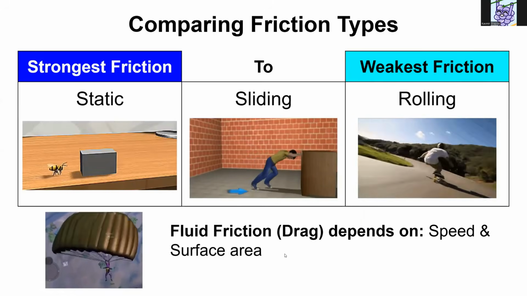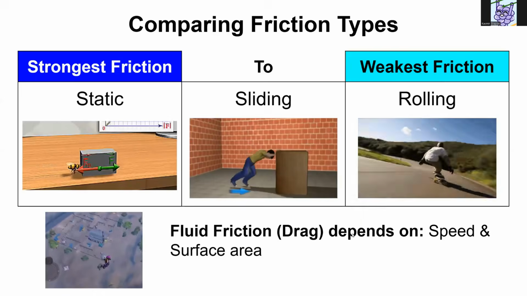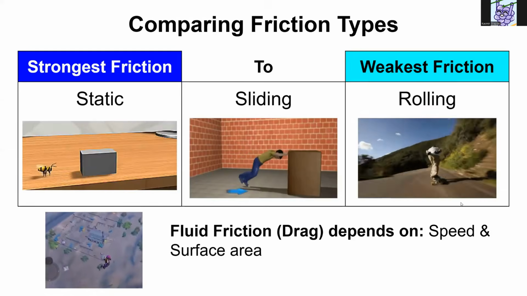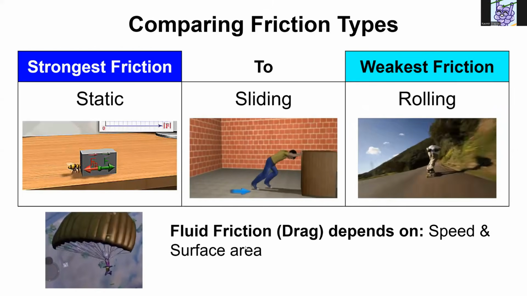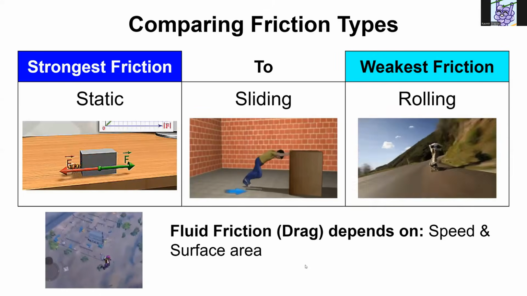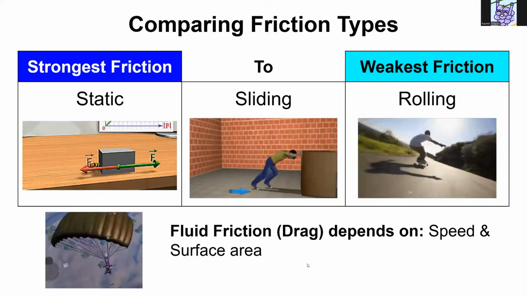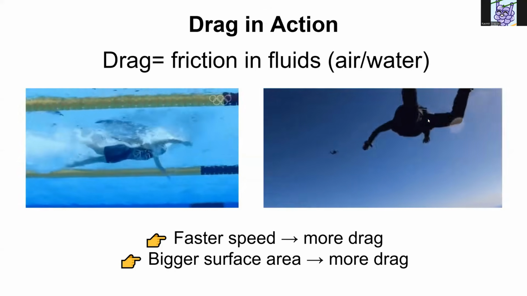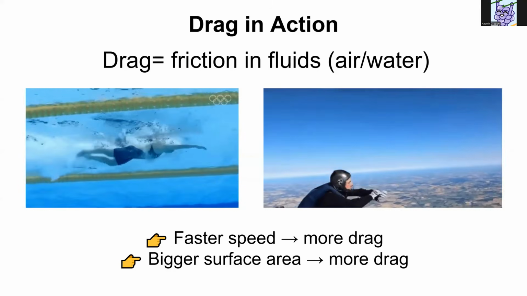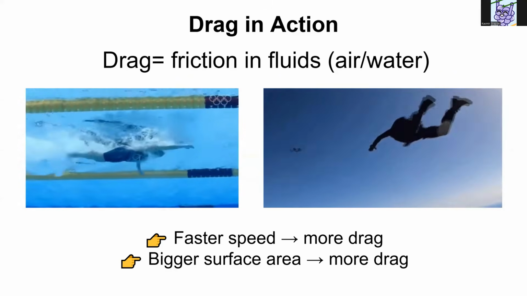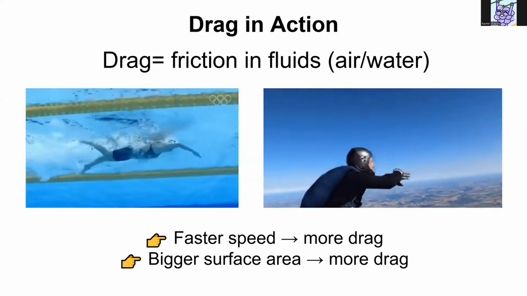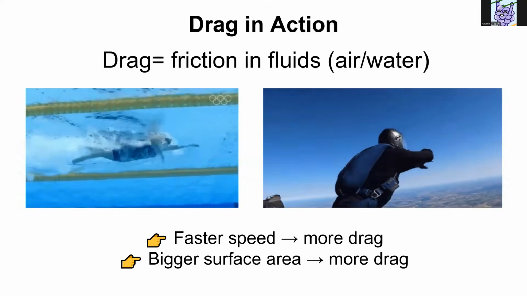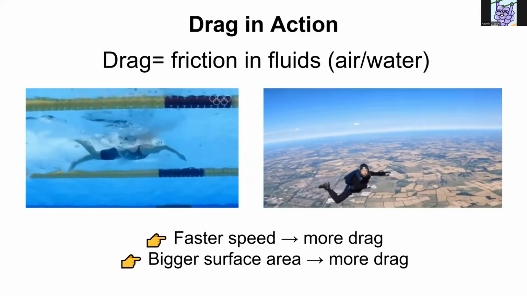Fluid friction, drag, depends on speed and the surface area involved. So when we're thinking about our parachutes that we designed, we want to think about the surface area that we created for our parachutes. Drag in action. So drag is equal to friction in fluids, so air or water. Faster speed is more drag. And then the bigger surface area also gives you more drag.